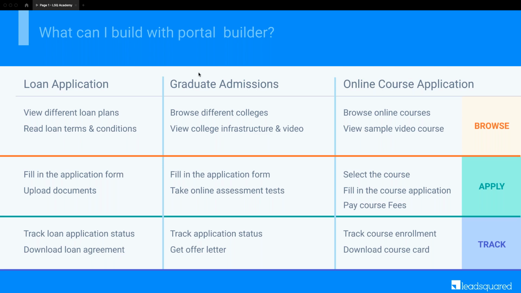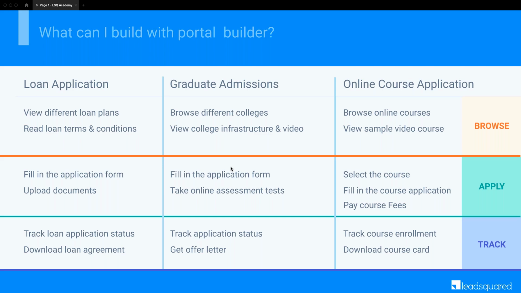The same case can be about graduate admissions. If you are a university and you want to build a portal which will allow your students to apply for your graduate programs, then ideally a student would come, browse different colleges available under your university, view the college infrastructure, check out the infra video, things of that nature. And once they have made up their mind, that they do want to apply for this XYZ college, they can go ahead, register in the portal, log in, and fill out the application for that specific college.